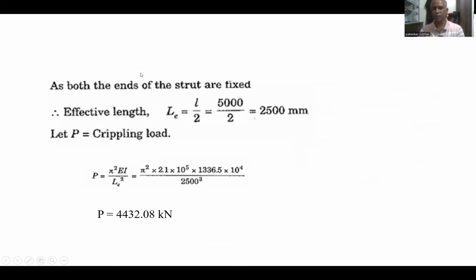So here both ends are fixed. That's why LE is equal to L by 2, and the 5 meter length divided by 2 is 2.5 meter. The crippling load is equal to pi square EI divided by LE square. LE is equal to 2.5 meter, convert it into mm, pi square into E, already given as 2.1 into 10 raised to the power 5, and I is equal to Iyy. So we get the value of P, the crippling load, as 4432.08 kilonewton.